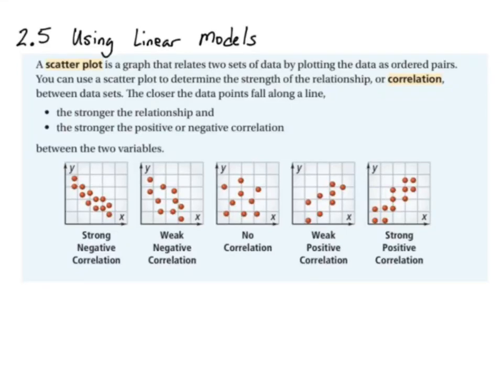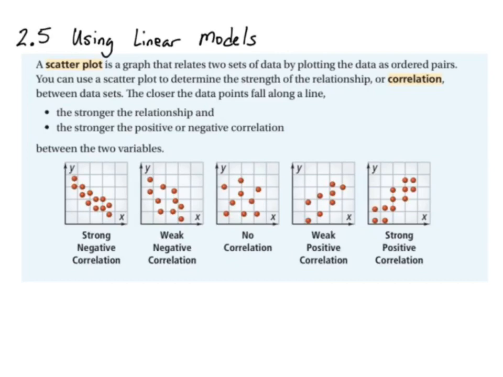So 2.5, using linear models. A scatter plot is a graph that relates two sets of data by plotting the data as ordered pairs. You can use scatter plots to determine the strength of a relationship, also known as the correlation between data sets. The closer the data points fall along a line, the stronger the relationship, and the stronger the positive or negative correlation between the two variables.